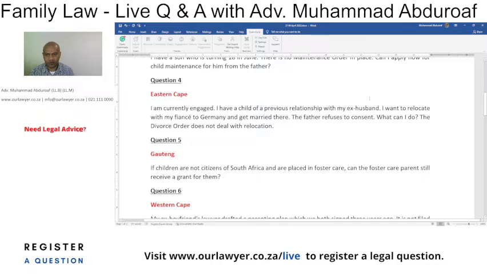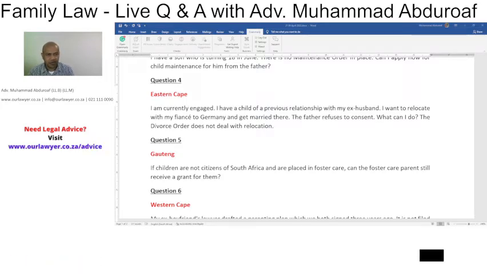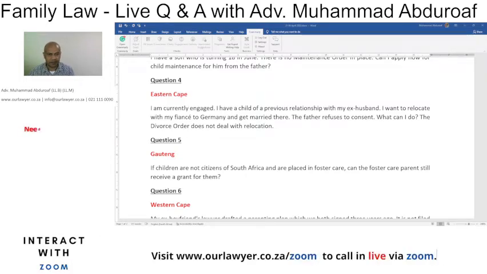Question number 4 from the Eastern Cape. I am currently engaged. I have a child of a previous relationship with my ex-husband. I want to relocate with my fiancé to Germany and get married there. The father refuses to consent. What can I do? The divorce order does not deal with relocation.